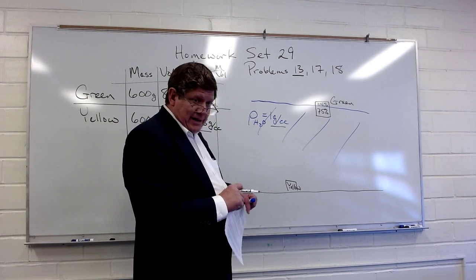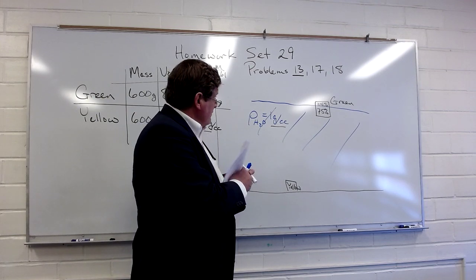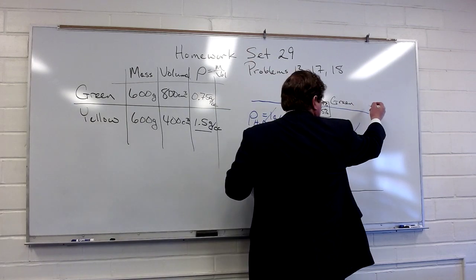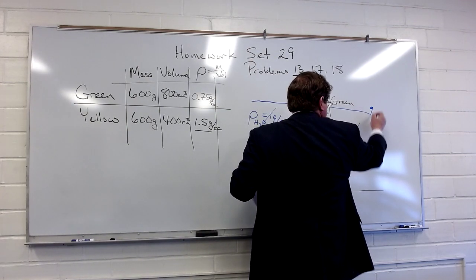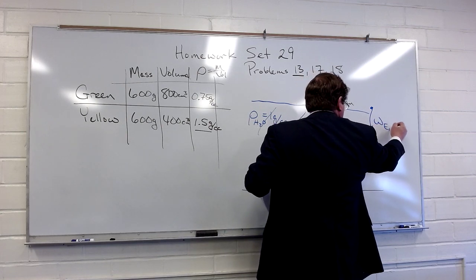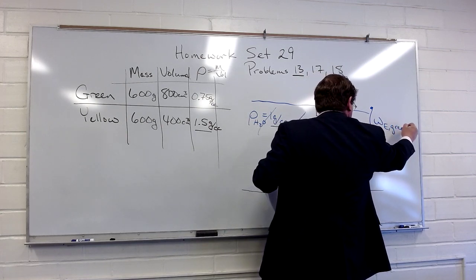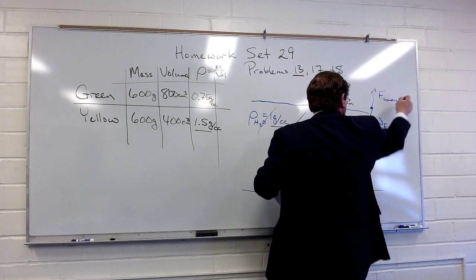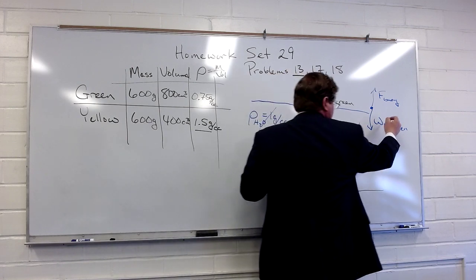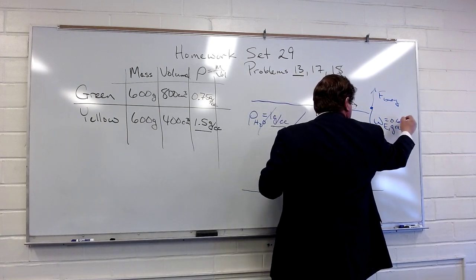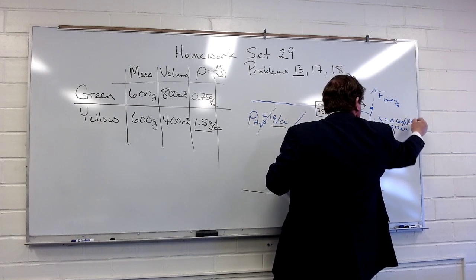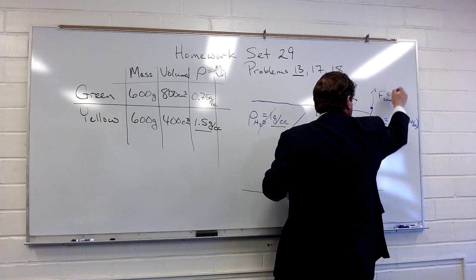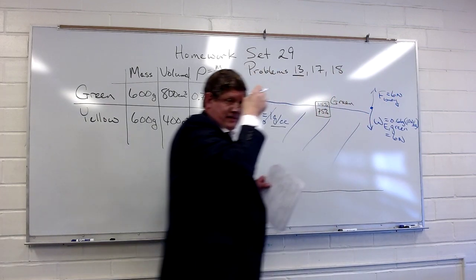Well, in that problem, the buoyant force on the green object would be the weight of the green object, right? Because if I draw a free body diagram for that green object, there's just the weight force down and the buoyant force up. And the weight force is going to be the mass, which is 0.6 kilograms, times 10 newtons for each kilogram. Well, that's going to be 6 newtons. And that means the buoyant force would be 6 newtons. Okay?